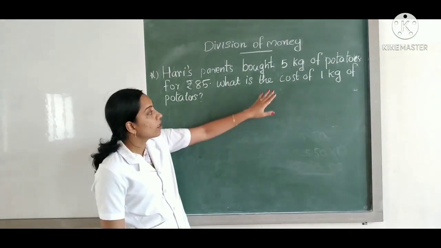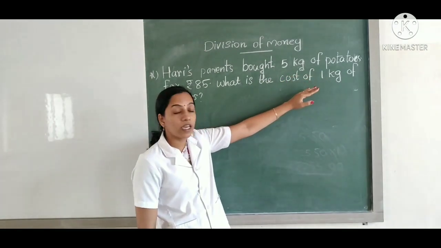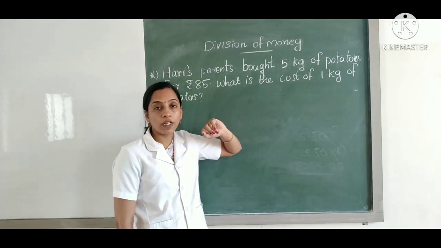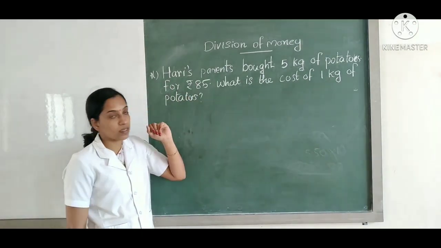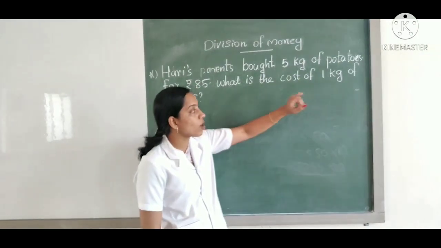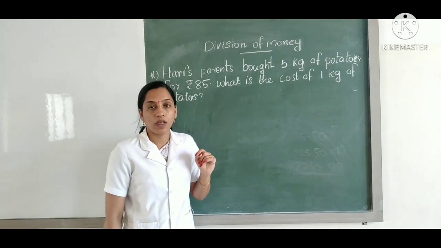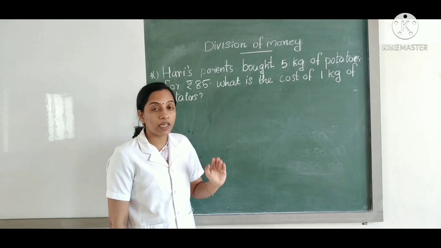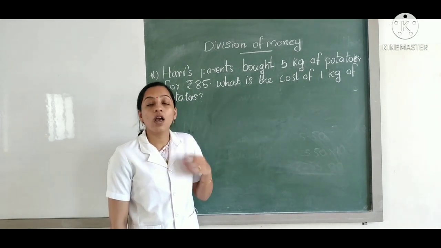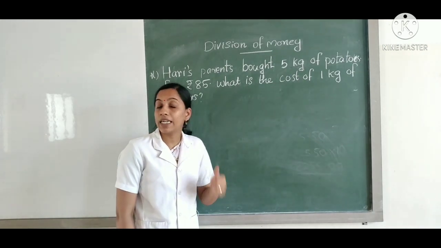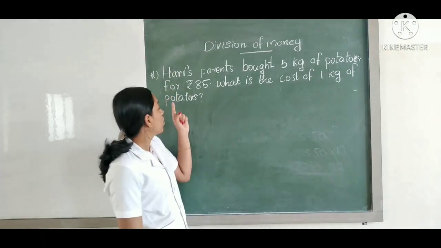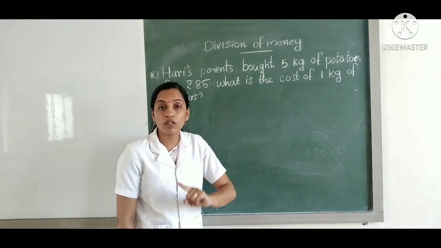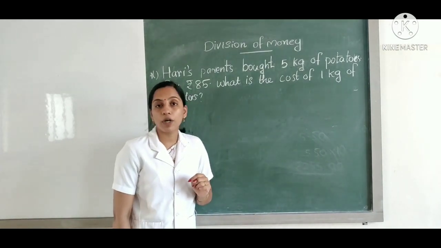See children, here the cost of 5 kilogram of potatoes is given. What is the cost of 5 kilogram of potatoes? Yes, it is 85 rupees. Then we have to find out the cost of 1 kilogram of potatoes. We know the cost of 5 kilogram of potatoes. Then we have to find out the cost of 1 kilogram of potatoes. How do we find out? Yes, we will divide. When we divide 85 by 5, we will get the cost of 1 kilogram of potatoes.